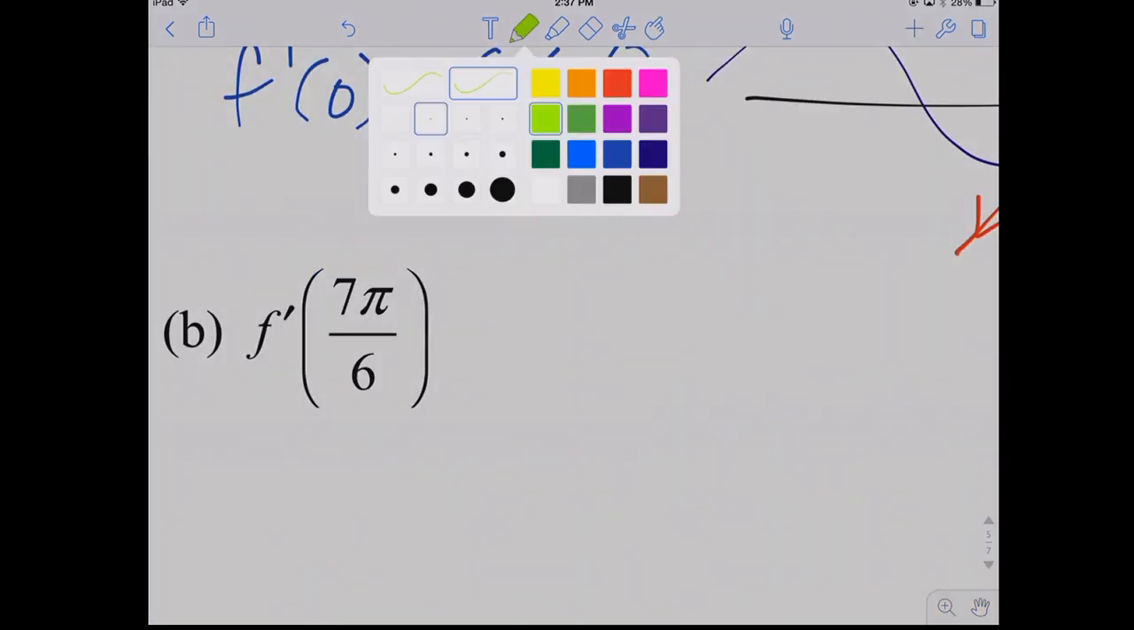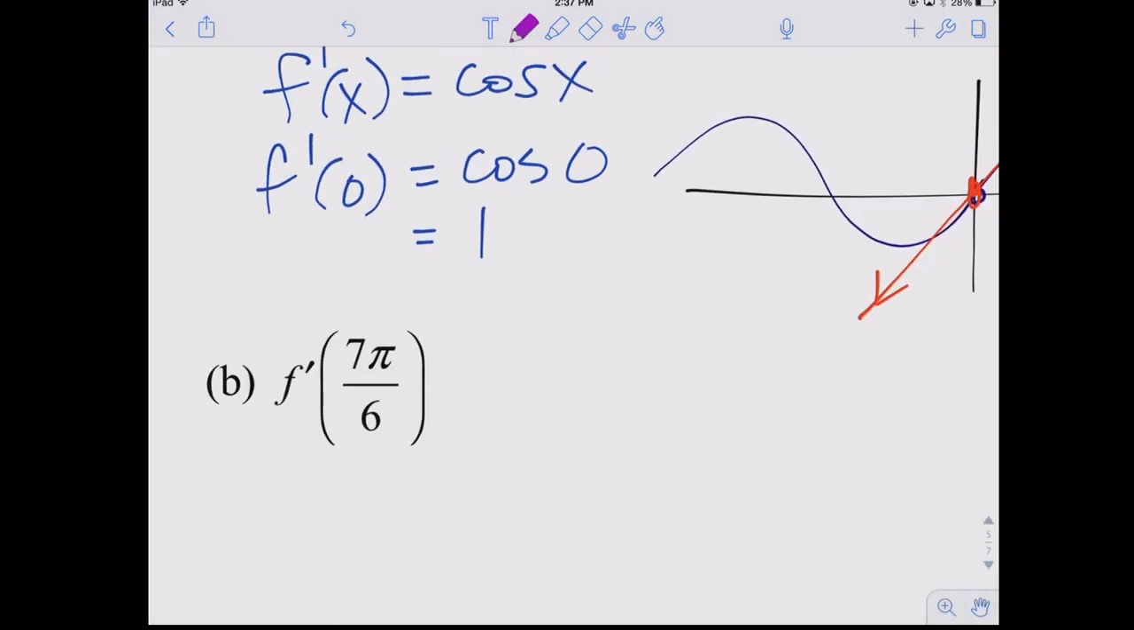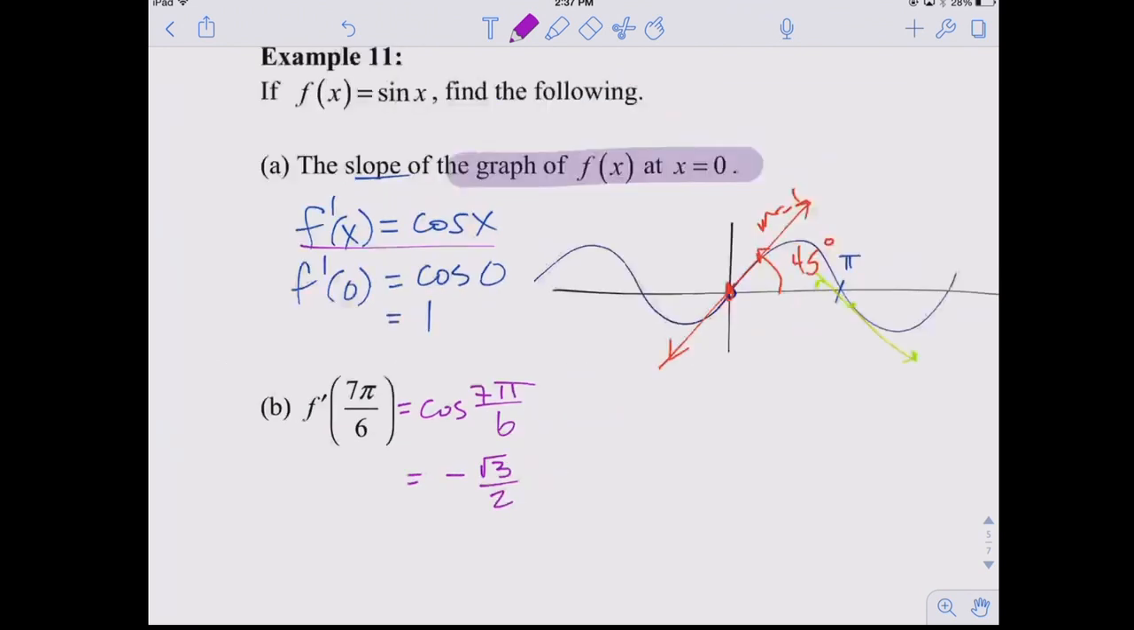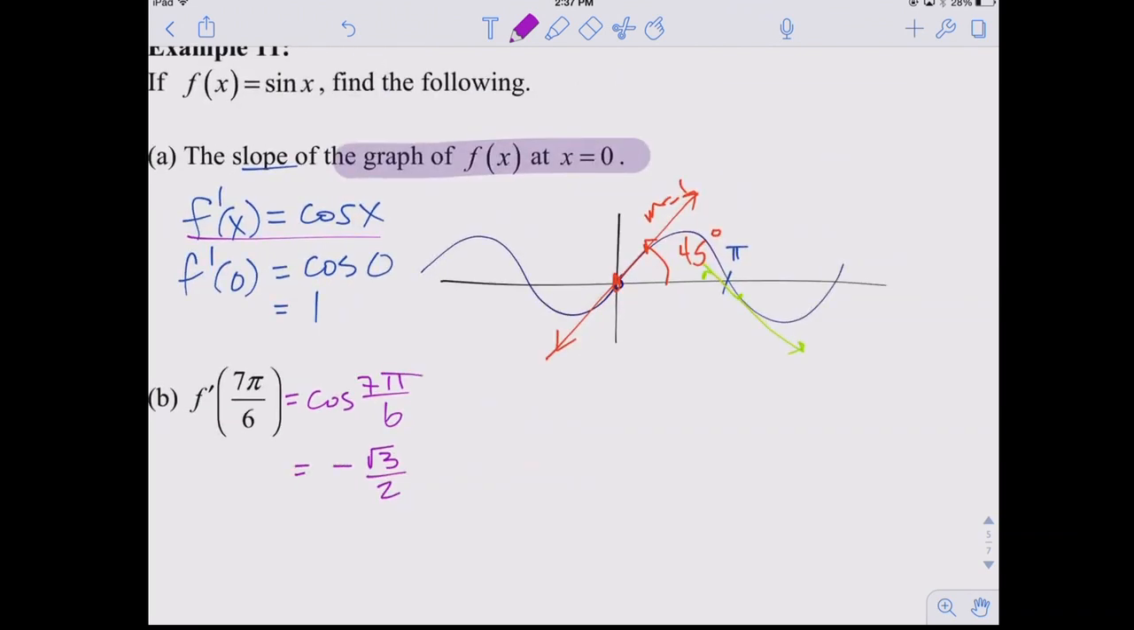Well, not a problem, because all I have to do is plug it into my handy derivative. So that's going to be cosine of 7 pi over 6. And again, it's unit circle time. What is cosine of 7 pi over 6? Negative square root of 3 over 2. Good. Is that a reasonable slope for over there? Yeah, it's perfectly reasonable. In fact, it's correct.